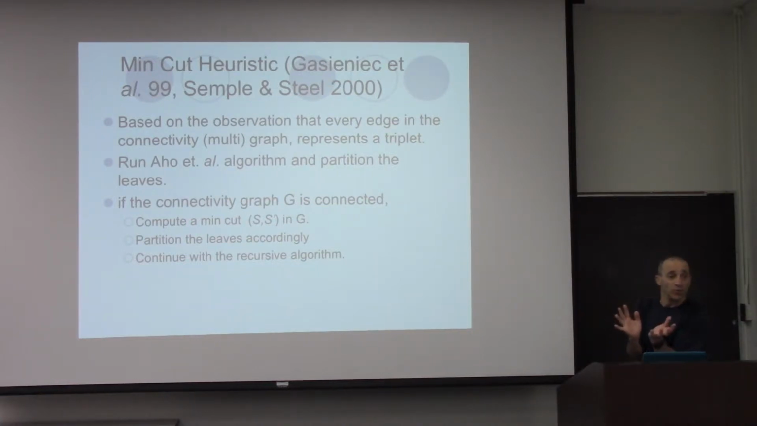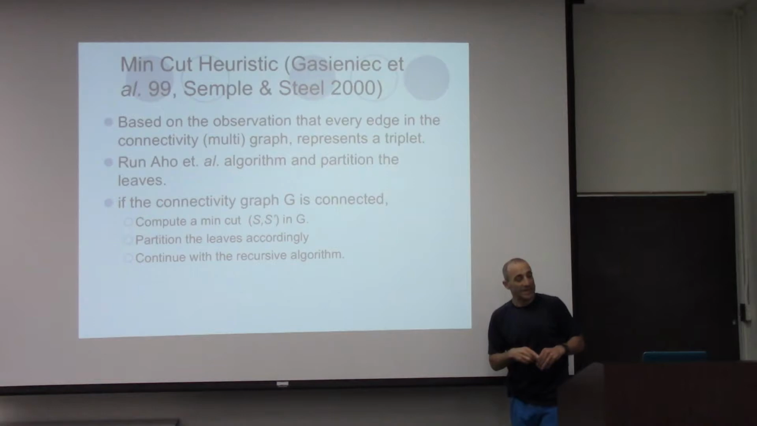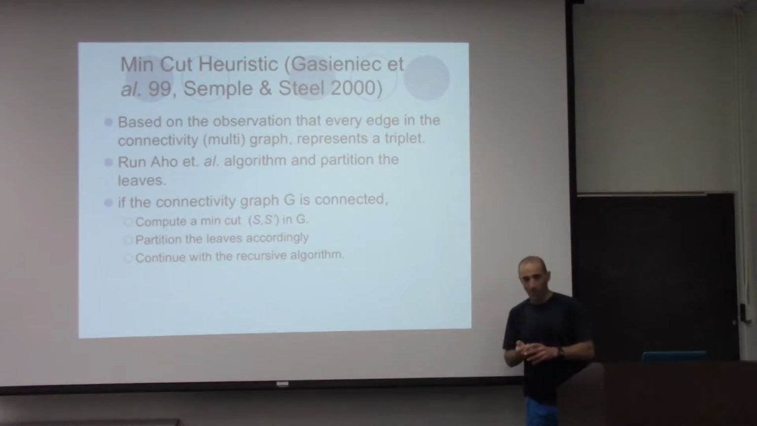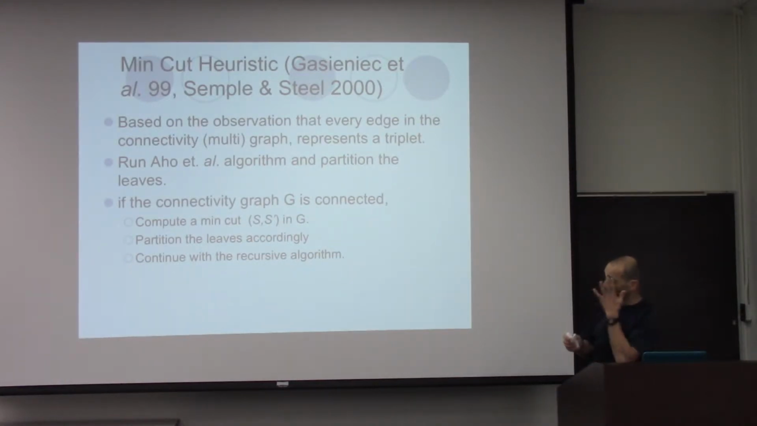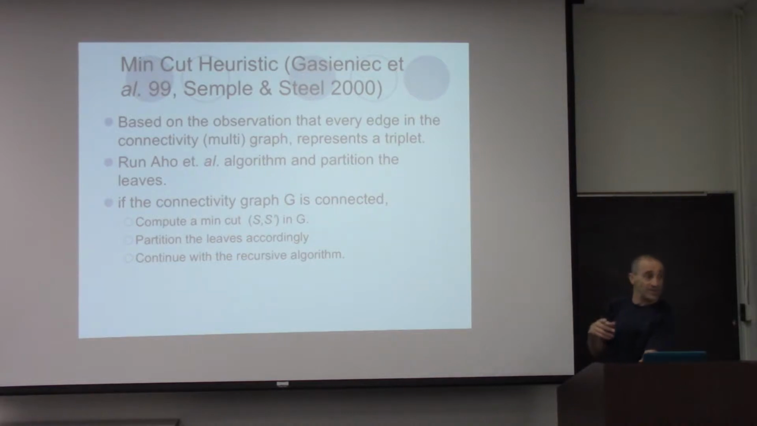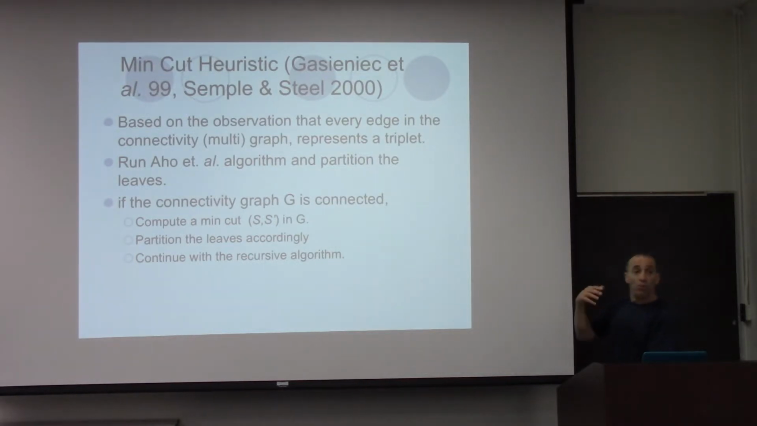Okay, so let's see some solution. And I remember I spoke with Mike Steele, that is a big icon in phylogenetics. And I asked him, hey, what is the idea here about your min cut? And he said, look, the biologists don't care about NP-hardness. They need some solution, okay? So the solution that was suggested is based on the observation that every edge in the connectivity graph, every such edge that we saw, represents a triplet. So what can we do?